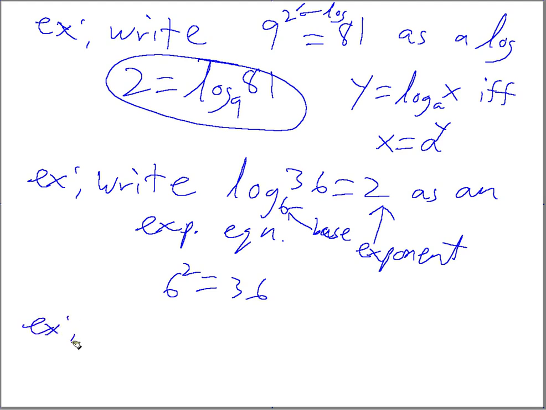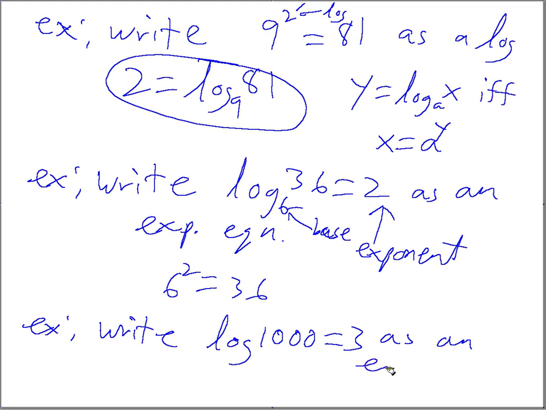Let's do another one. This time I'll leave the base off. Let's talk about this. Write log of, let's say, 1,000 is equal to 3 as an exponential equation. I'm running out of space here. But what's the base, you may ask? So I left off the base. Log of 1,000 equal to 3.